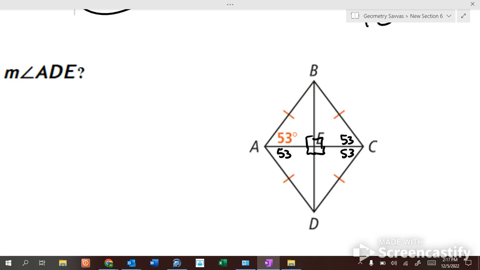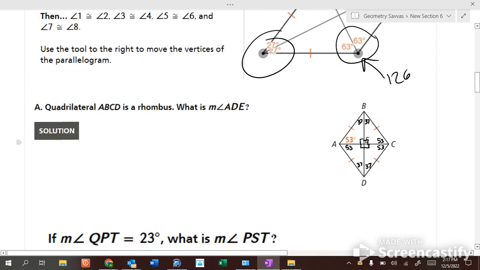Now, if this is 53, what's this angle down here? 37, because they have to add up to 180 in that triangle, right? So if that's 37, what's this? 37 and this, 37 and this, 37. Like I said, once you know one angle of a rhombus, you know every other angle. Okay?